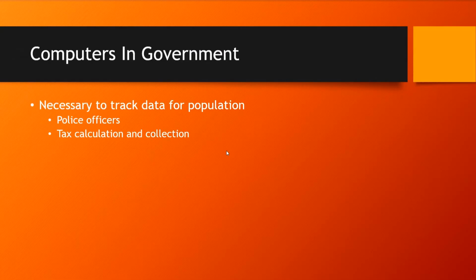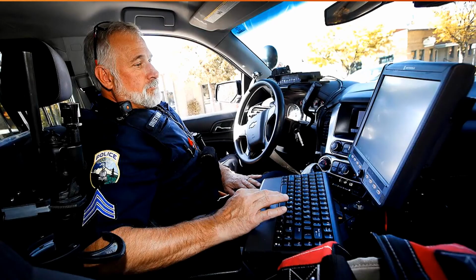In government, it's necessary to track data for population. It's also used by police officers and for tax calculation and collection. The governments were the first to use the computers. So this is an example of a computer used by a police officer inside his vehicle.